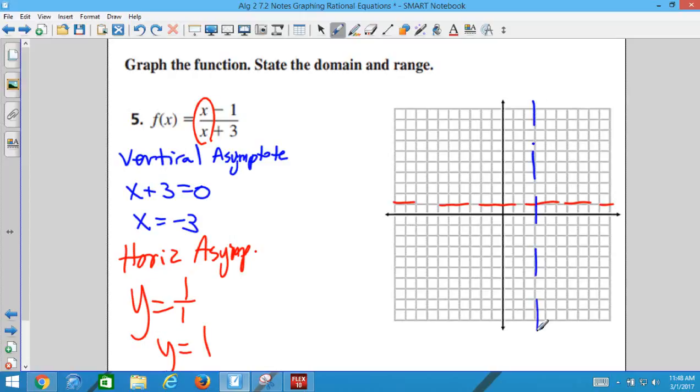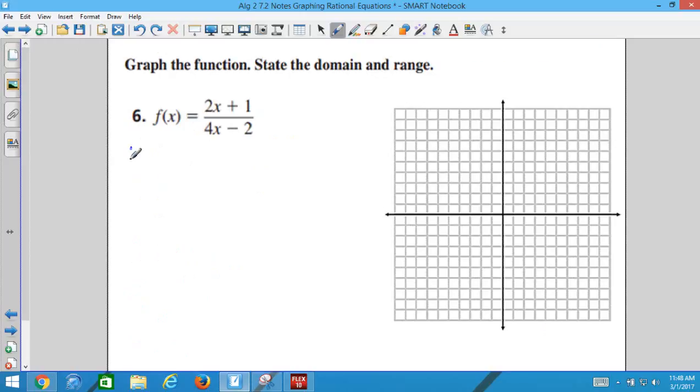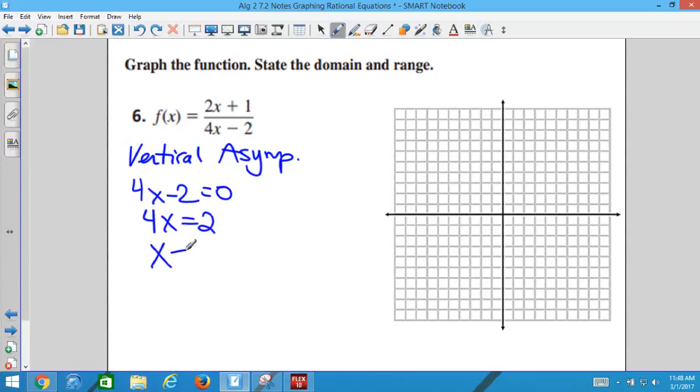Can we try the asymptotes for number 6 and not totally finish graphing this one all the way? Okay. So the vertical asymptote, what do we do to get the vertical asymptote? What can't equal 0? The bottom cannot equal 0. So we do 4x minus 2 equals 0. 4x equals 2. So x equals half.